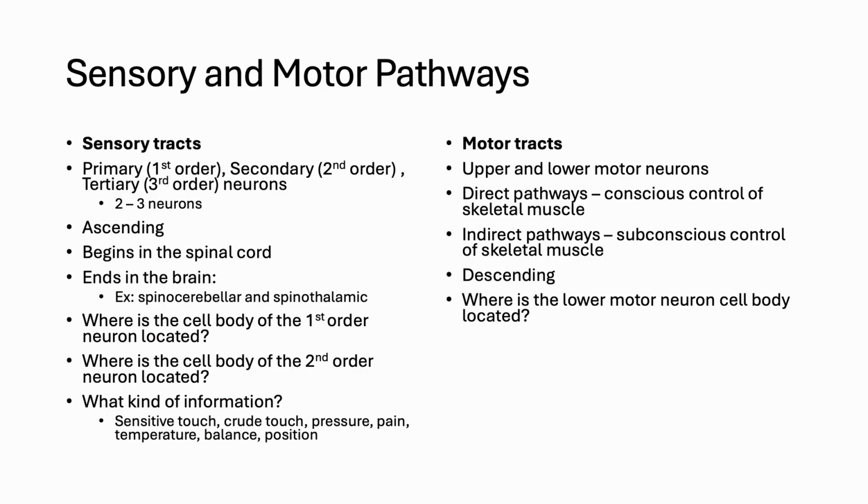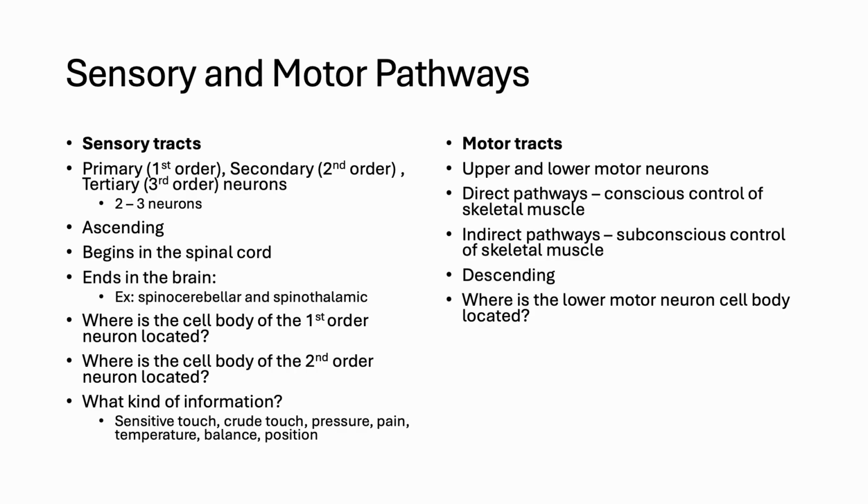If we summarize what we talked about on the last slide, for our sensory tracts, we have sometimes 2, more often 3 neurons, and they can be called primary or first order, secondary or second order, and tertiary or third order. These are ascending because we're getting information from the body, sensory information being sent up to the brain. So this begins in the spinal cord, and of course it ends in the brain.